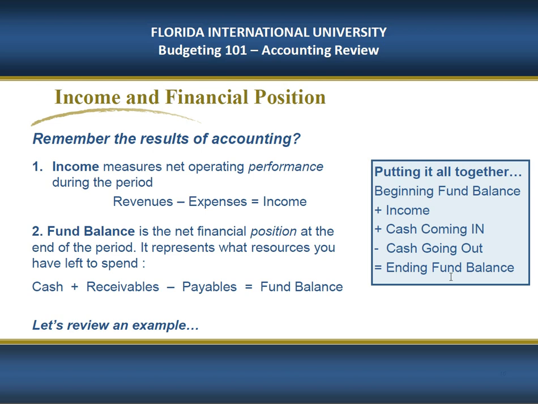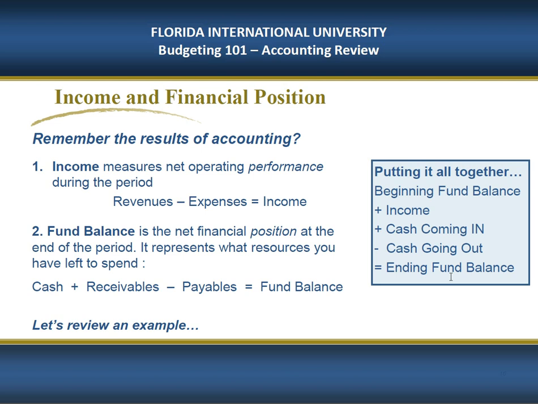That is net income. Now on the financial position side, financial position is measured at the end of a period or on a specific date, whether it be the last date of the month or the last date of the year, for example. The phrase that we're going to use here is fund balance. Fund balance represents the net financial position. It represents what total resources you have left to spend, or available to spend, at any given time. The formula here is cash plus receivables less payables equals fund balance.